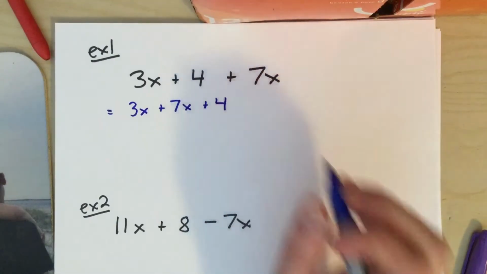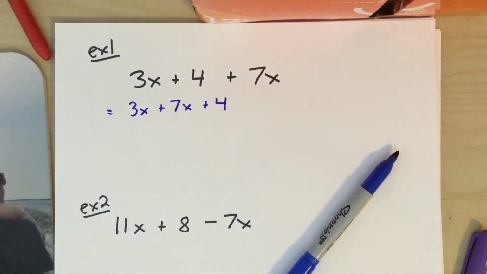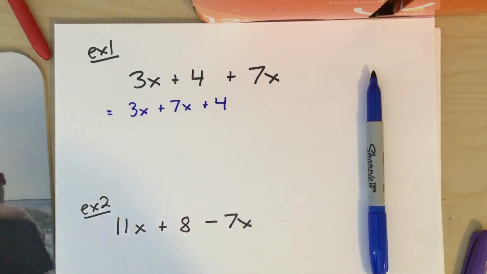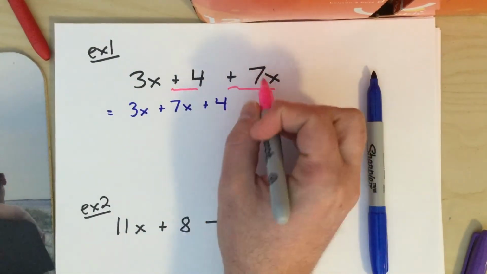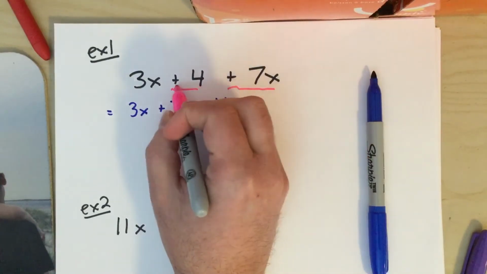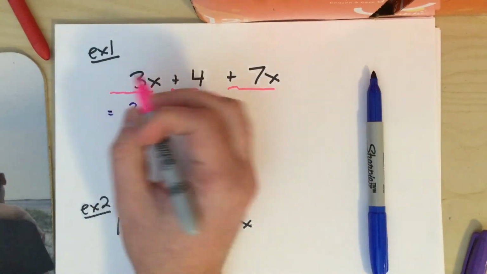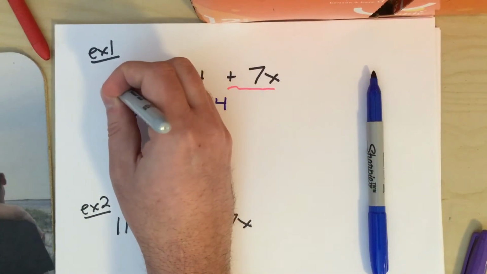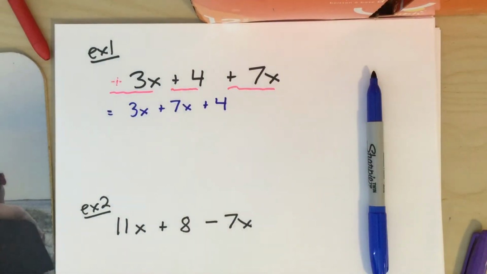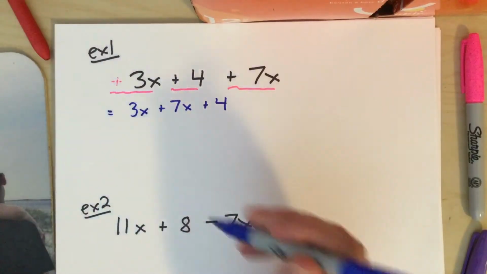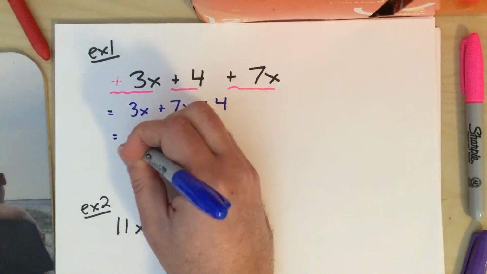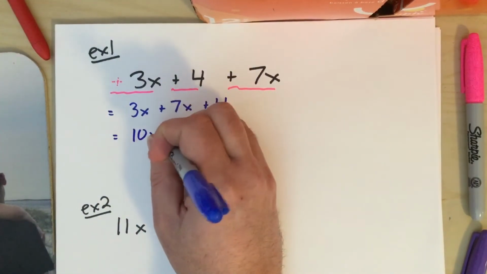So we're going to change the order. As we change the order, and this is important, we're going to drag the sign that comes in front of it. So the 7x drags the plus with it, the 4 drags the plus with it, the 3, if you wanted to move it, drags an invisible plus around with it. They always drag whatever it is to the left. So 3x plus 7x plus 4, and then 3x plus 7x is 10x plus 4.